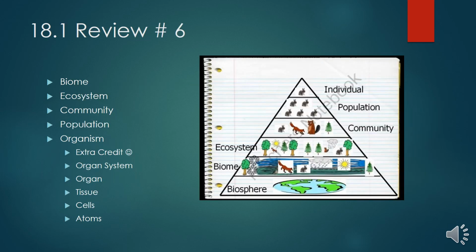For your 18.1 review today, it's 1 through 6 on page 362. This is the answer to number 6: biome, ecosystem, community, population, organism. I'll give you extra credit if you continue and go down through organ system, organ, tissue, cells, and atoms. You don't have to draw the figure on the right. I just really liked it. It does a really good job explaining what I just talked about.